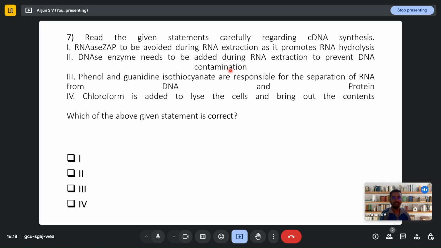For cDNA synthesis, we'll first extract the RNA sample. We'll isolate the RNA from the sample of interest, and for RNA extraction to get the pure RNA, you have to add the DNase enzyme so that it digests the DNA inside the sample, so that the DNA doesn't come along with the RNA, preventing DNA contamination. So the correct option here is option 2.